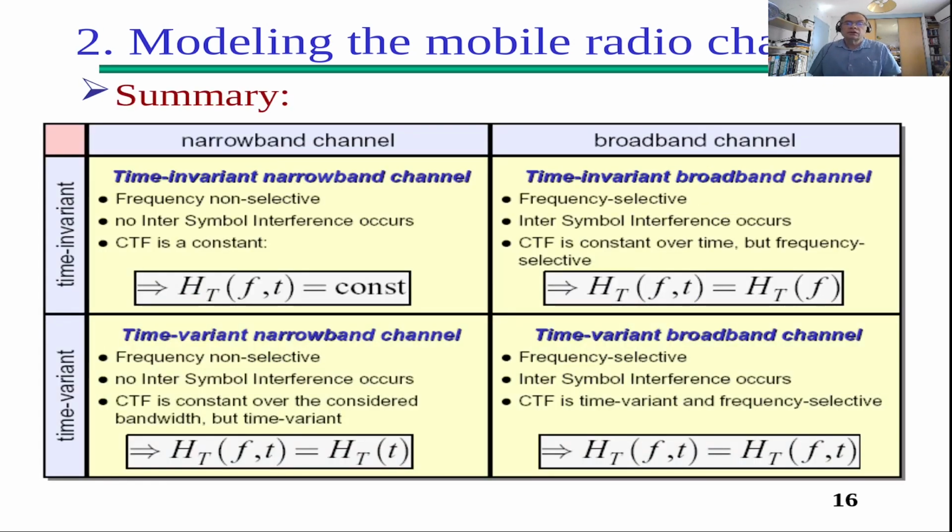So now, as a summary, we can have four types of channel. They are either narrowband or broadband, and either time variant or time invariant. So the worst one is the time variant broadband channel. It's the one on the bottom right. Frequency selectivity and a lot of inter-symbol interference.